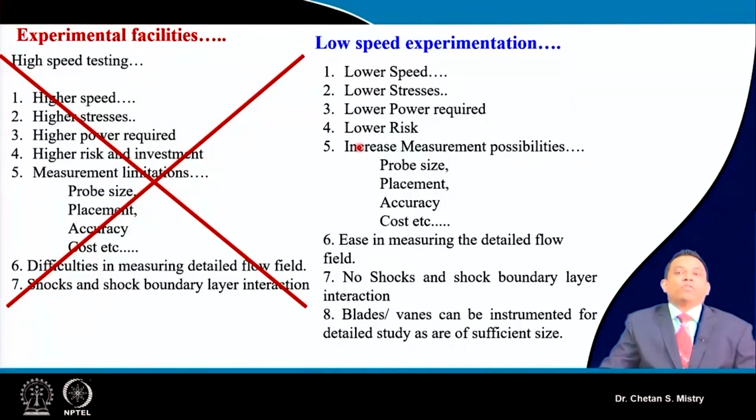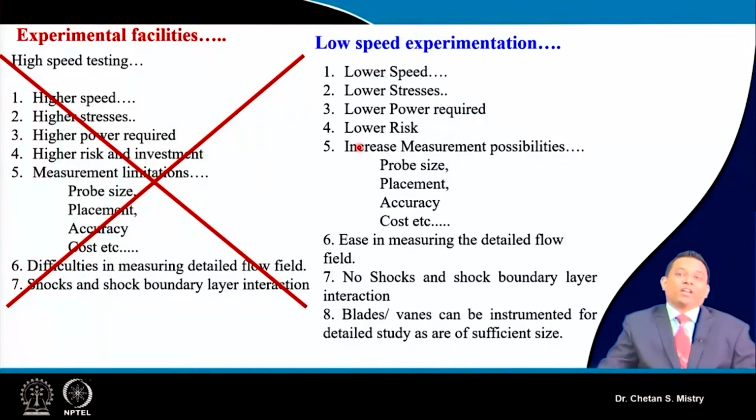No shock and no shock boundary layer interaction, that's a benefit of going with a low speed compressor facility. And we can even use blades or vanes that may be instrumented in order to study the detailed flow field, and that too with sufficient size. When we are talking about flow Reynolds number, that's one of the criteria where we will have such a low speed facility. That will help us in achieving what we are looking for.